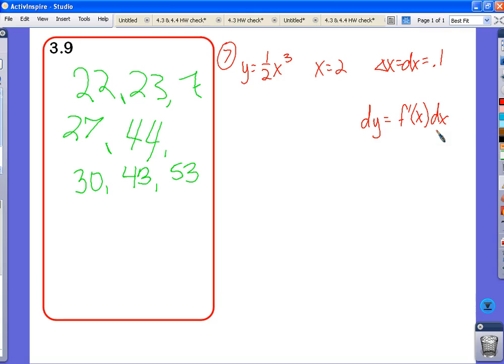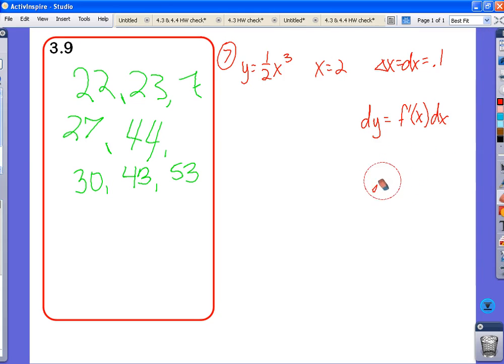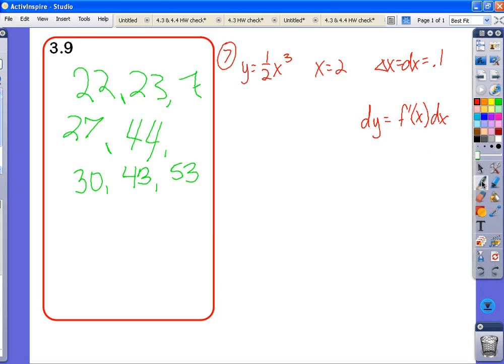If I divide both sides by dx, dy/dx equals f prime of x, right? That's something we've said before, that these are equal notations. This is Leibniz notation, and I think this is Newtonian notation. I should have researched that more, but I do know this is Leibniz notation. This is a different notation. So that's a nice way to remember this: dy/dx, f prime of x, same thing. Multiply both sides by dx, and you get dy equals f prime times dx.